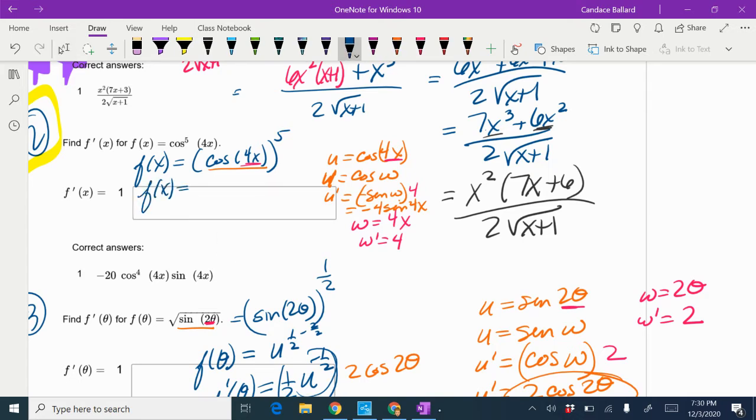So f of x equals u to the 5th. The derivative of that is 5u to the 4th times the derivative of the inside, which was this mess over here, negative 4 sine of 4x. And then we're going to substitute back in the u. At the same time, I'm going to multiply 5 and negative 4 together, which gives me negative 20. The u is cosine of 4x, so we get negative 20 cosine to the 4th of 4x times sine of 4x.